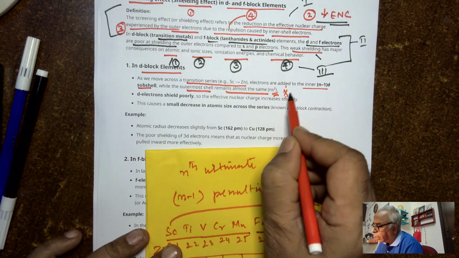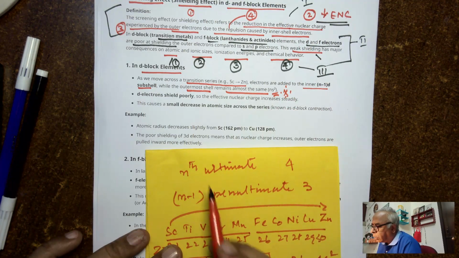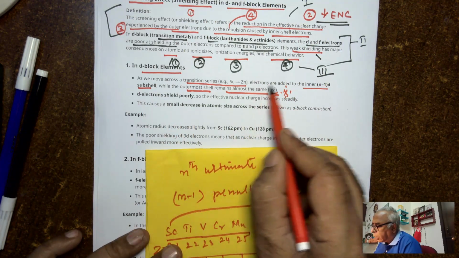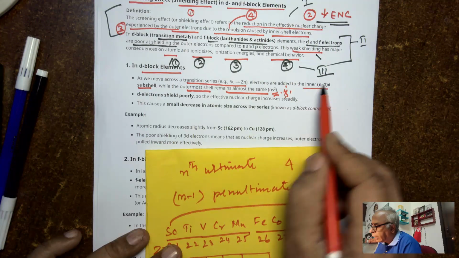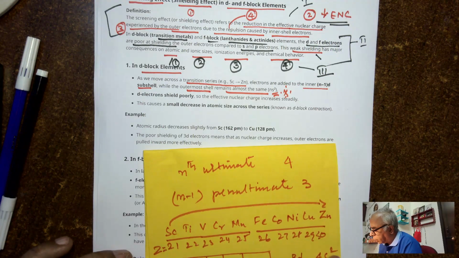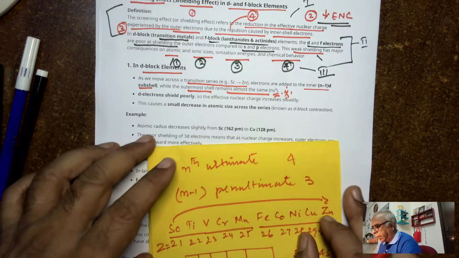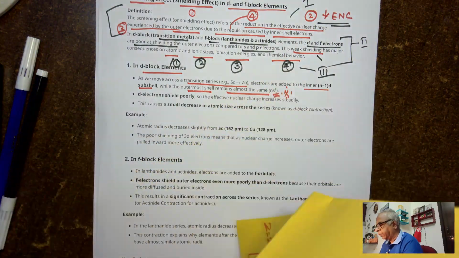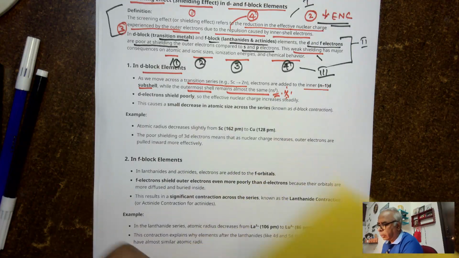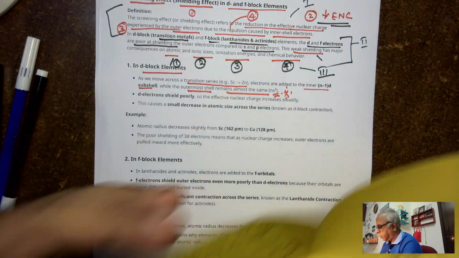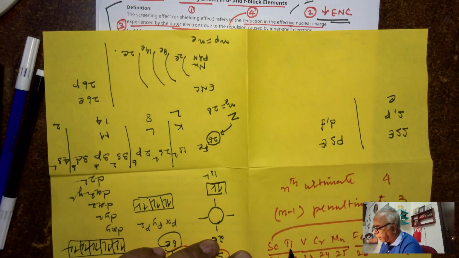So the ns2 remains almost the same. This is a very important point. Whereas the electrons are added in the inner shell. It means 4s2 is kept constant and we are adding one by one. I will explain with the electronic configuration so that you can understand better. Now, let me take up titanium and iron.